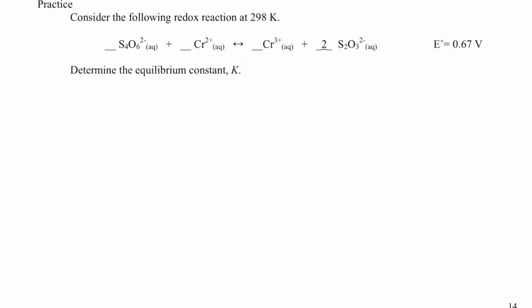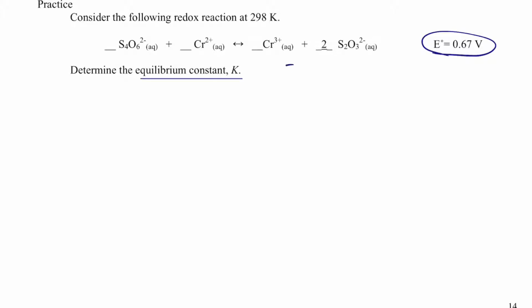let's look at one. We've got a redox reaction, and we need to determine the equilibrium constant K. Before I even think about that, I'm going to kind of make note of what's important. We're given the voltage, and it is a positive voltage.